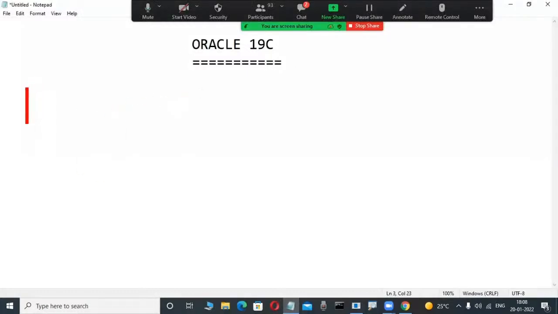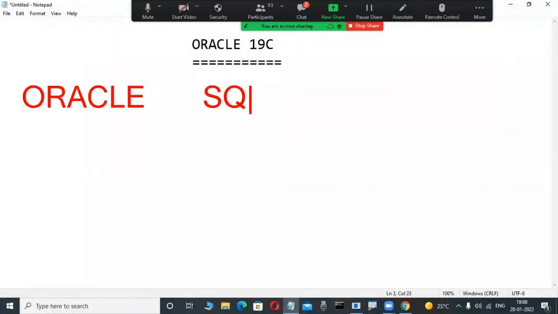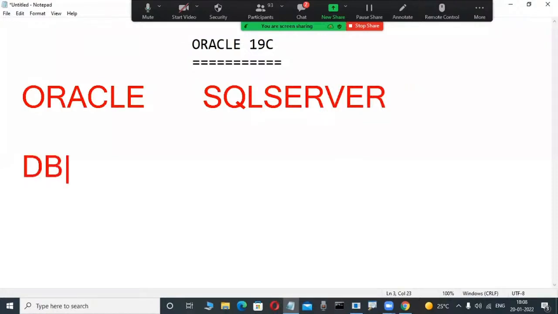Not only Oracle, so many database products are available on the software side. Suppose Oracle is a database product from Oracle Corporation. Observe it here. Different companies. Again, maybe so many fellows have an idea. SQL Server is a database product from Microsoft. DB2 is a database product from IBM.